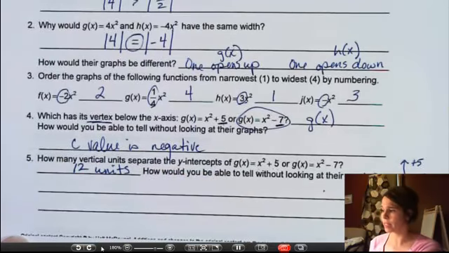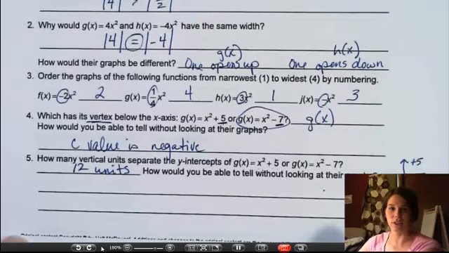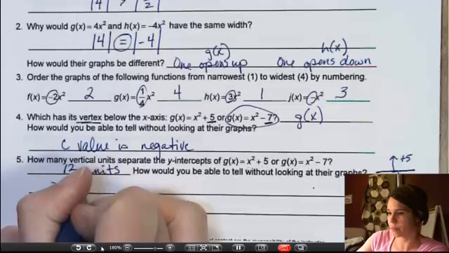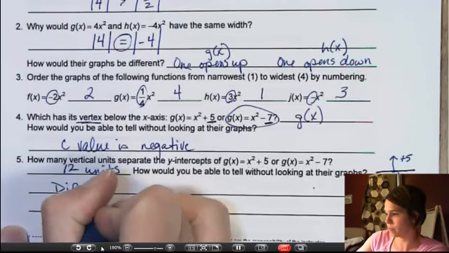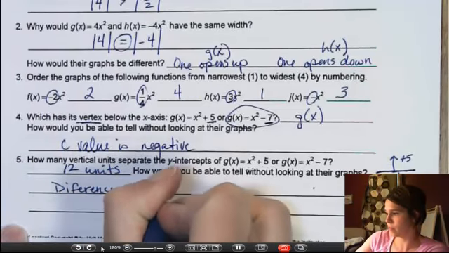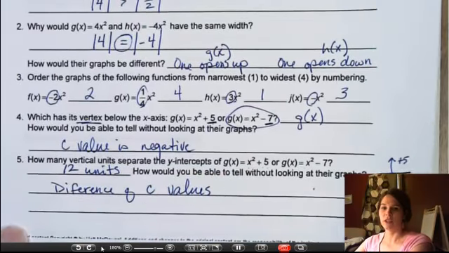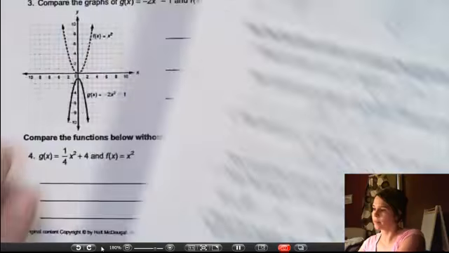So how would you be able to tell without looking at their graphs? Because I kind of just drew an example here. I can find the difference of their c values. So let's go ahead and do some graphing.